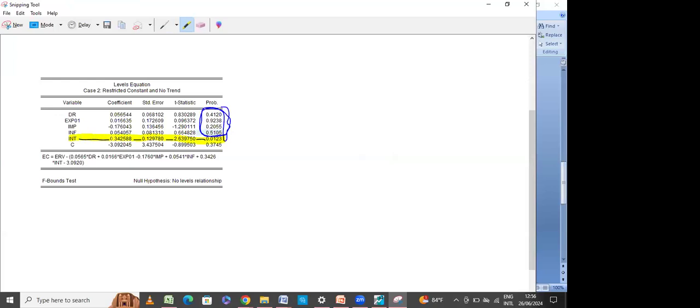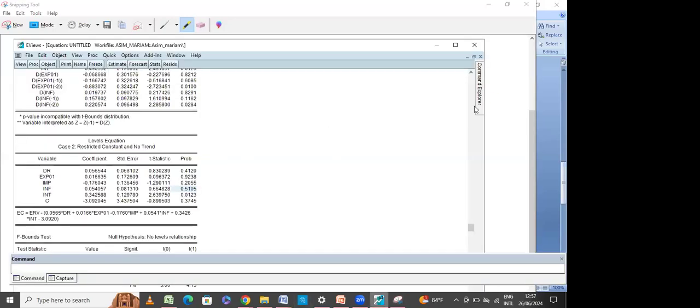So I can say that whenever there is a positive change, meaning when 1 unit of interest rate increases, it will increase the real exchange rate by 0.342 units. So if 1 unit of interest rate changes, it will change my exchange rate by 0.342 units. So this is my long run estimation.